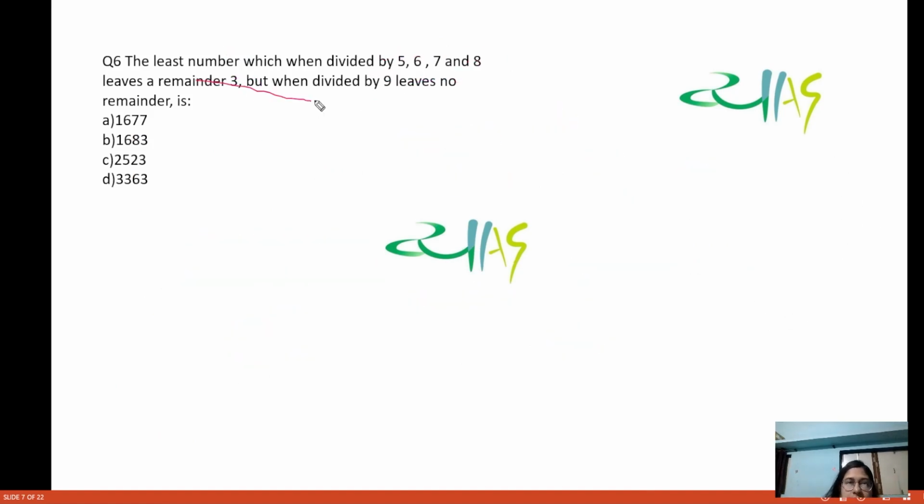Guys, look at this question you have. The least number which when divided by 5, 6, 7, 8 leaves a remainder 3, but when divided by 9 leaves no remainder. So what is that number? So you have 5, 6, 7, 8, but when divided by 9 leaves no remainder. Okay, whenever this number is divided by all these numbers, it should leave a remainder 3. But when divided by 9, that number should not leave any remainder.